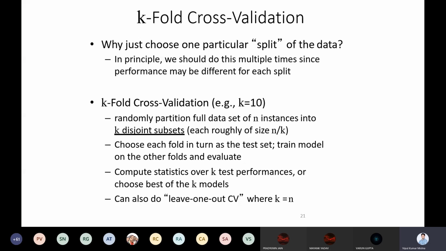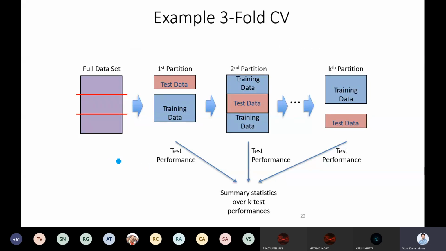Then the next time, you pick the second part as test data and the remaining is train data. Then you pick the third part, and the remaining is train data. Let's understand with one example. Suppose we have the full data set, divided into 3 parts. The first time you train the algorithm, you take the first part as test data and the other two parts as train data. Then the second time, you take the second part as test data and the remaining 2 parts as training data. Then again, the third part is the test data and the remaining parts are the train data.